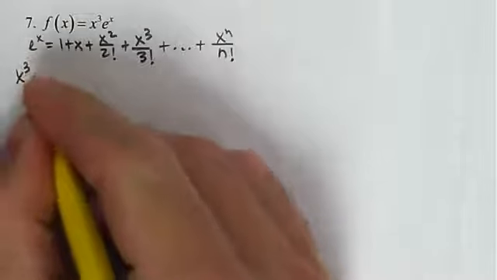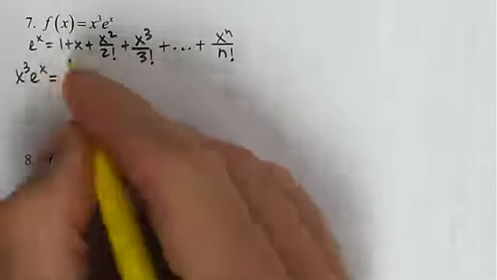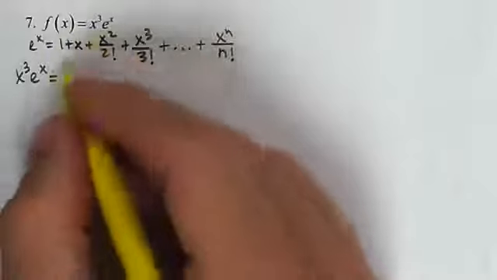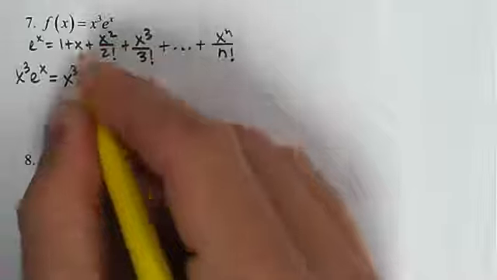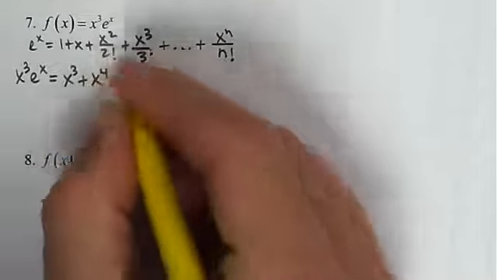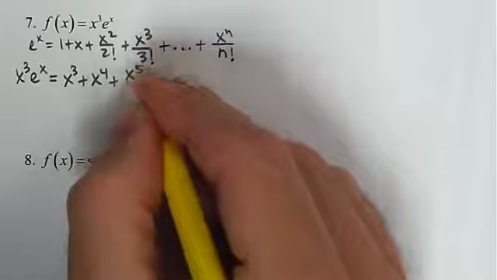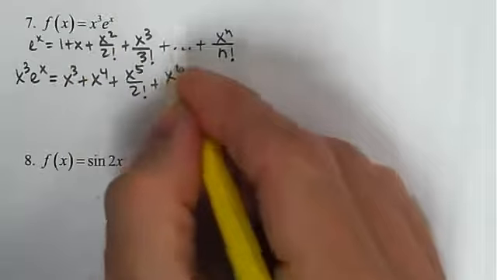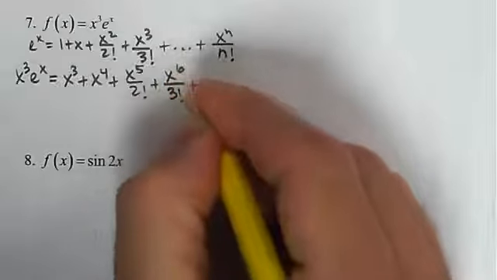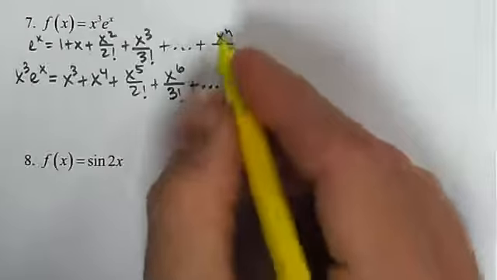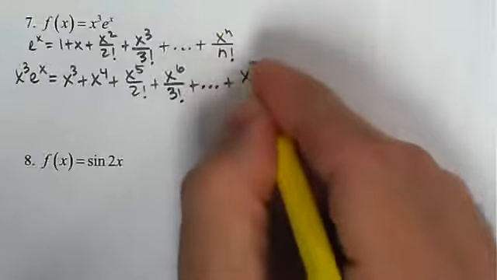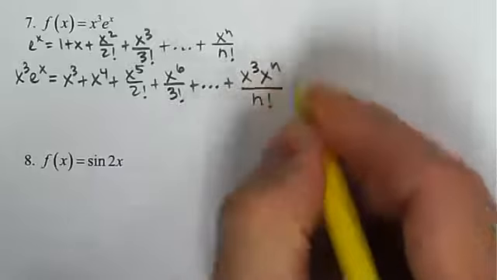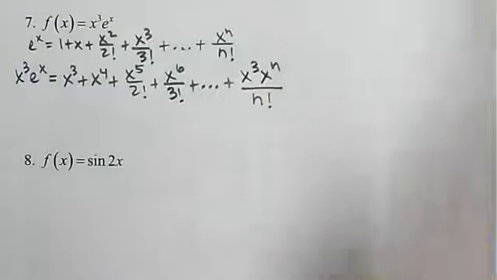So x to the 3 times e to the x is where I take this whole thing and multiply it by x to the 3, which implies some sort of distribution to all the terms. So x to the 3, plus x to the 3 times x is x to the 4. x to the 3 times x to the 2 is x to the 5. x to the 3 times x to the 3 is x to the 6. And then each time I'm multiplying by x to the 3, so you could write it as x to the 3 times x to the n. But you could also write that as x to the n plus 3. It really doesn't matter. It's the same thing.